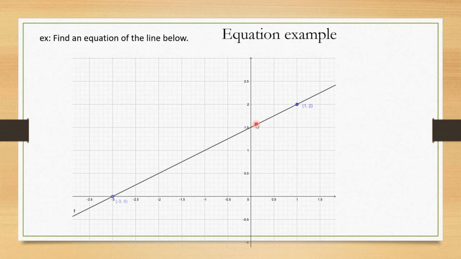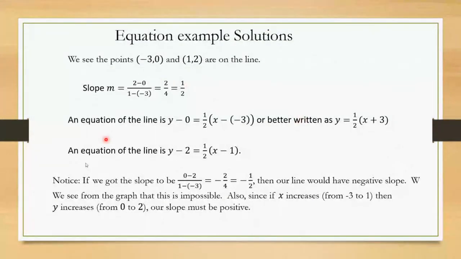So that's what we get. So this is what we get here. So (-3, 0) and (1, 2). Let's use those two points. But really, any two different points on the line you can use. Okay. So we calculate the slope.